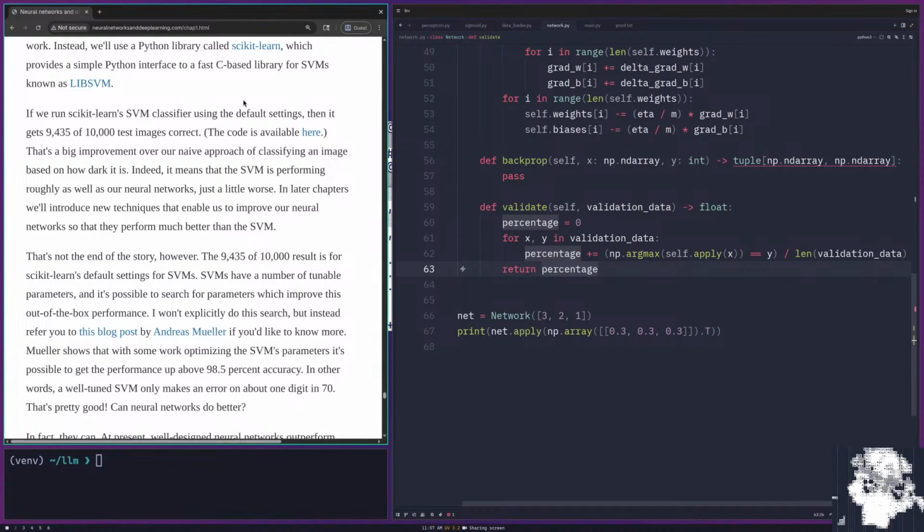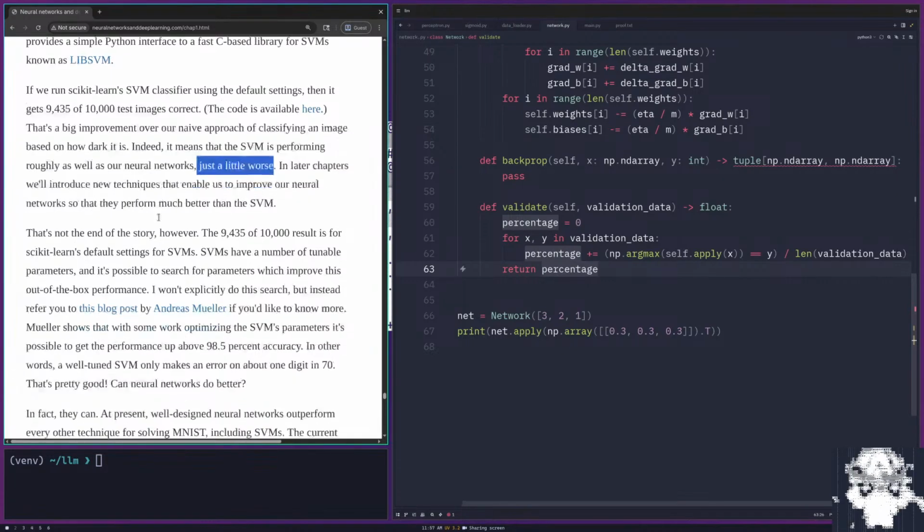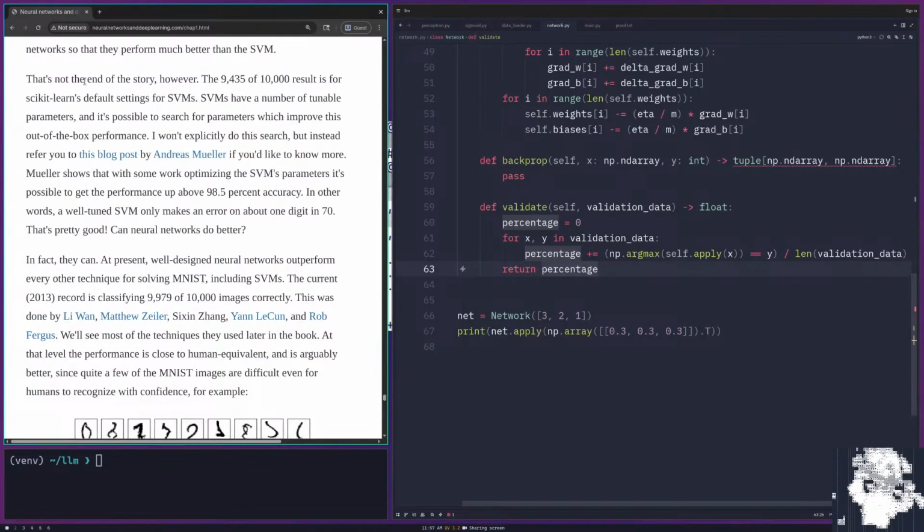If we run scikit-learn's SVM classifier using the default settings, then it gets 9,435 of 10,000 test images correct. The code is available here. That's a big improvement over our naive approach of classifying an image based on how dark it is. Indeed, it means that the SVM is performing roughly as well as our neural networks, just a little worse. In later chapters, we'll introduce new techniques that enable us to improve our neural networks so that they perform much better than the SVM. That's not the end of the story, however.